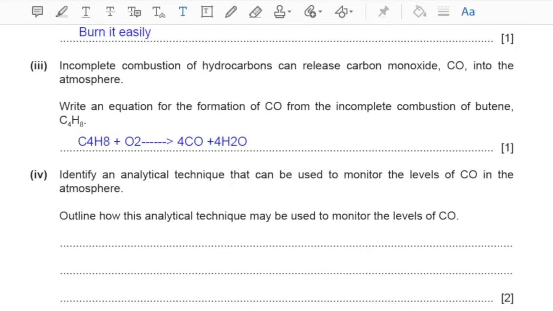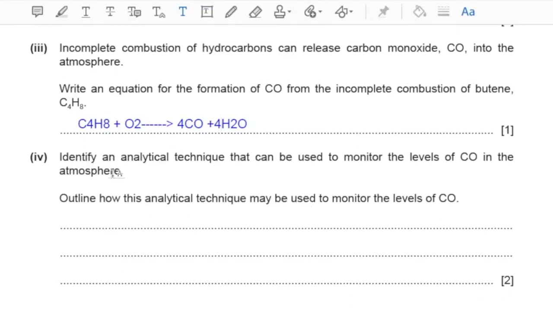Part 4. Identify an analytical technique that can be used to monitor the levels of carbon monoxide into the atmosphere. Outline how this analytical technique may be used to monitor the levels of carbon monoxide. So to monitor the levels of them in the environment, we can use infrared spectroscopy. And what property of it will be differentiating the levels of carbon monoxide which is present in the atmosphere? That is by comparing their wavelengths.